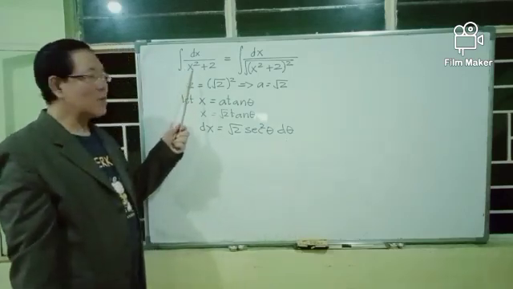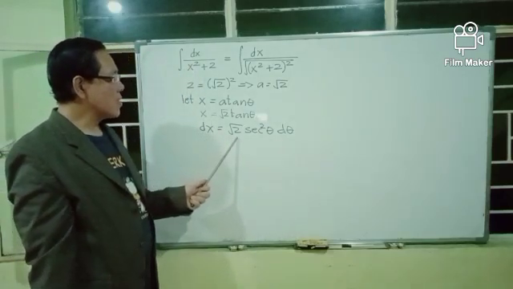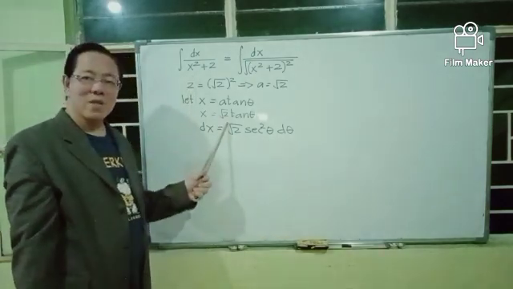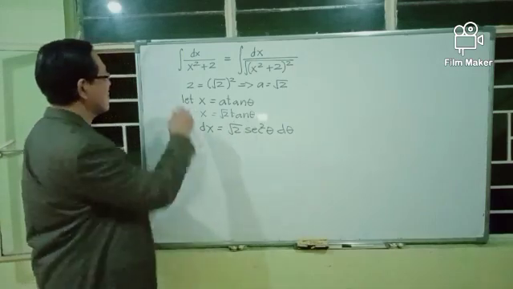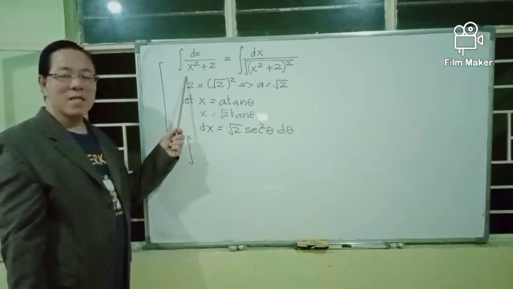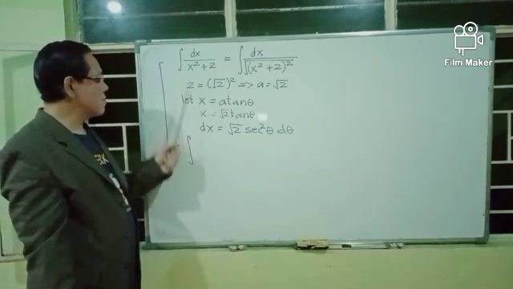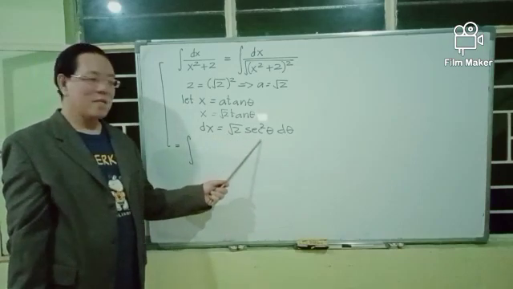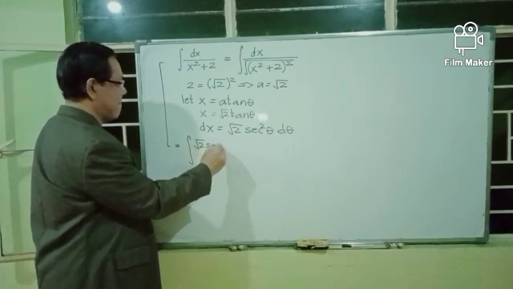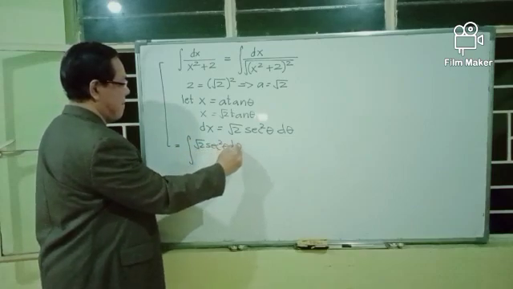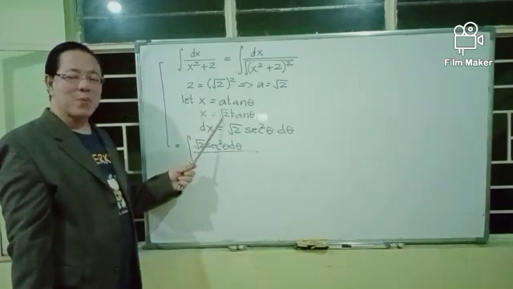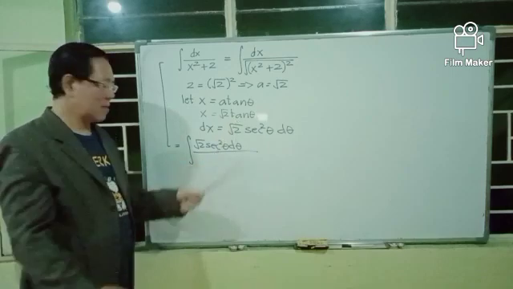And in the given integral, we replace dx with square root of 2 secant squared theta d theta. And we replace x with square root of 2 tangent theta. The given integral now is equal to the integral of square root of 2 secant squared theta d theta, divided by the square of x, which is square root of 2 times tangent theta, squared.